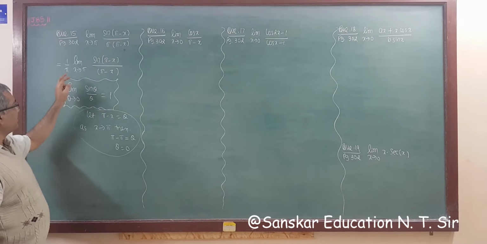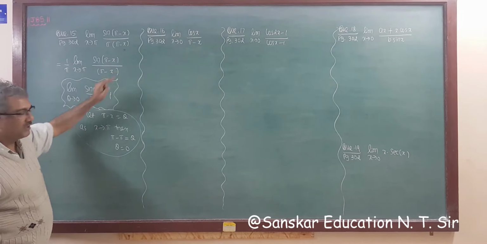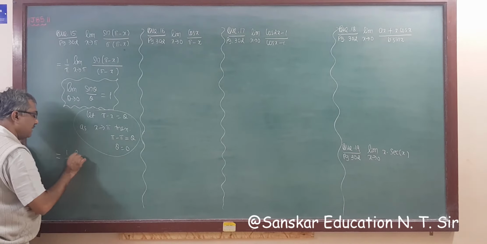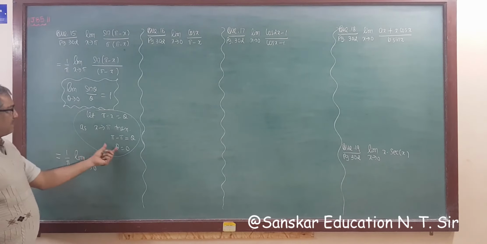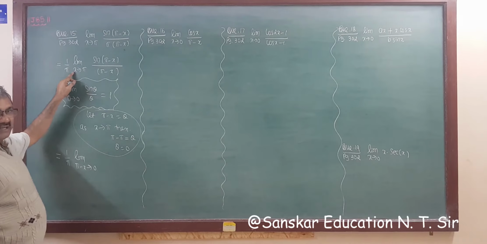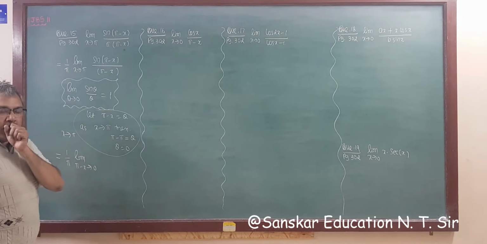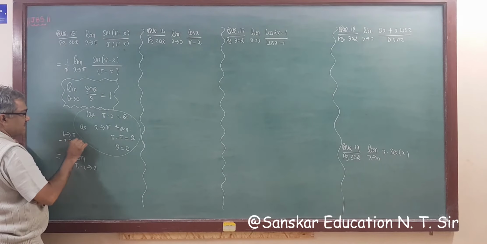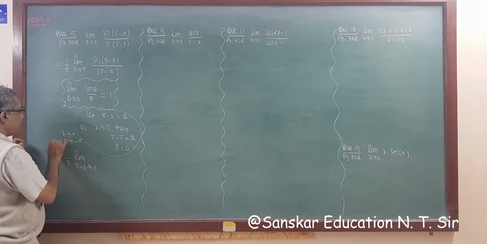Answer is 1. But here x tends to pi. So x tends to pi implies pi minus x tends to 0. Right? So I am writing directly, due to this reason, 1 upon pi limit pi minus x tends to 0. Either we can write pi minus x because if we multiply by minus, see here, this is given x tends to pi. If I multiply by minus, then this becomes minus x tends to minus pi. And now adding pi, so pi minus x tends to 0. So I am writing directly.